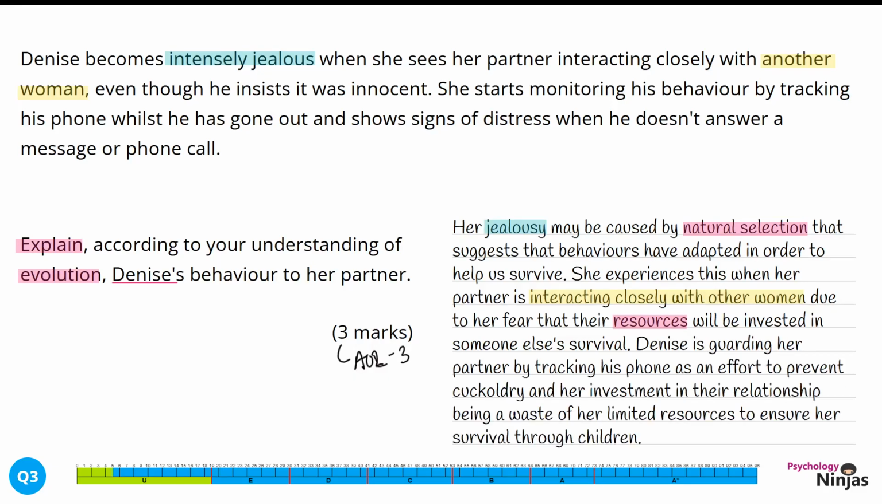Denise is guarding her partner by tracking his phone as an effort to prevent cuckoldery and her investment in their relationship being a waste of her limited resources to ensure her survival through children. We've developed our ideas within evolutionary theory, talking about the guarding of partners and also the investment of limited resources. We've linked one of these into the STEM by talking about how Denise is now tracking his phone, so that's where we get our 3rd mark. Again, we're going to tick this off. We've got 3 different links to the STEM for 3 different concepts in evolution for our 3 marks.